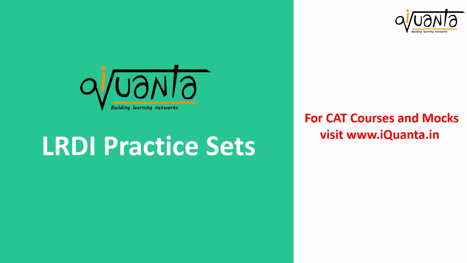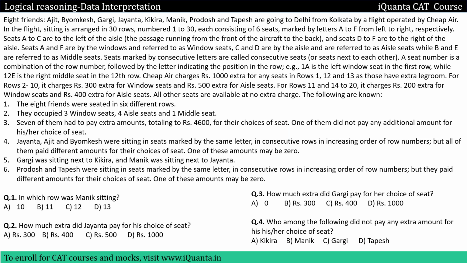Hello everyone, in this video we'll be solving a logical reasoning set from CAT 17. So the question is: 8 friends Ajit, Byomkesh, Gargi, Jayanta, Kikira, Manik, Pradosh and Tapesh are going to Delhi from Kolkata by a flight operated by Cheap Air.